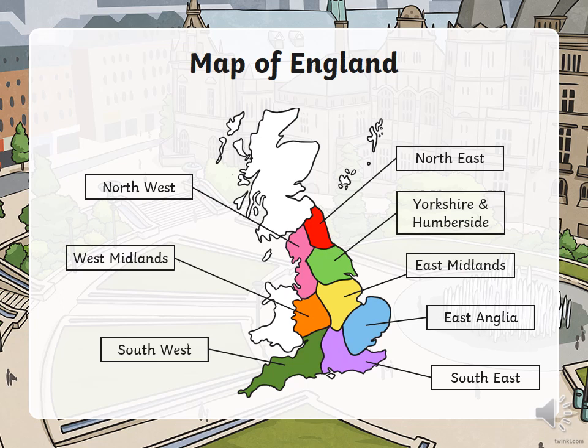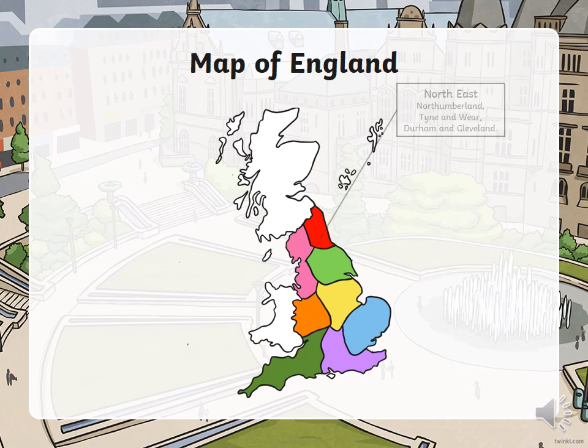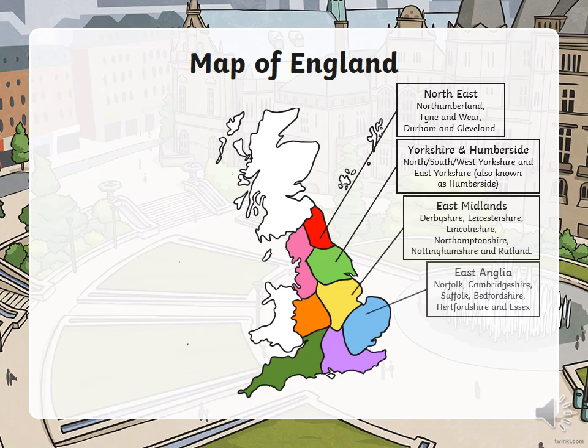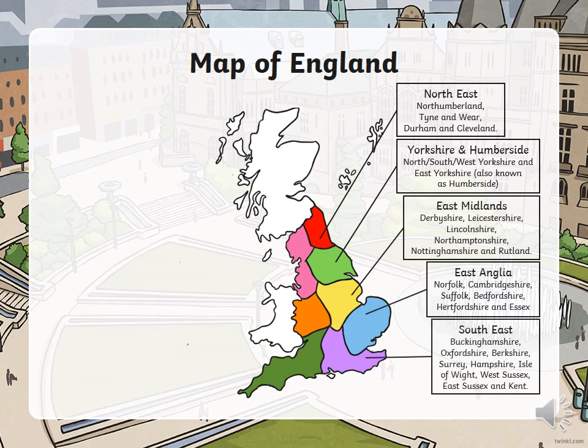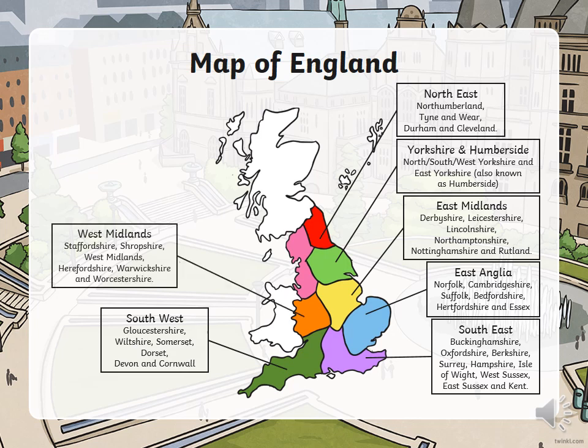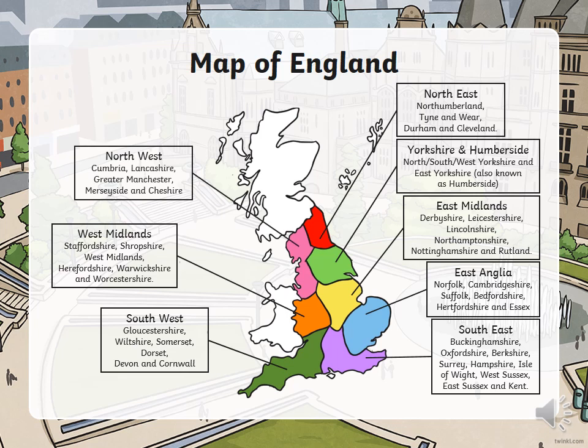So this is human geography because this is how we divided up the land and given it these names. These names didn't occur naturally, did they? They were given them by humans. So places in the northeast, Northumberland, Tyne and Wear, Durham, Cleveland. You can see lots of parts of Yorkshire, Yorkshire and Humberside. East Midlands, counties of those, East Anglia, the southeast. And if you look at the southwest, you can see Wiltshire there, along with Gloucestershire, Somerset, Dorset, Devon and Cornwall. And then we've got the West Midlands and the northwest.